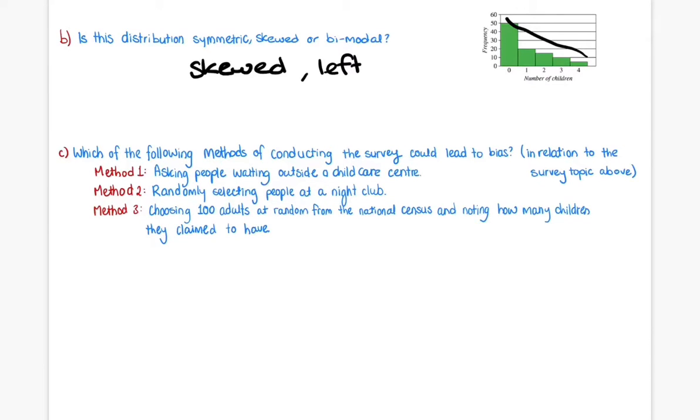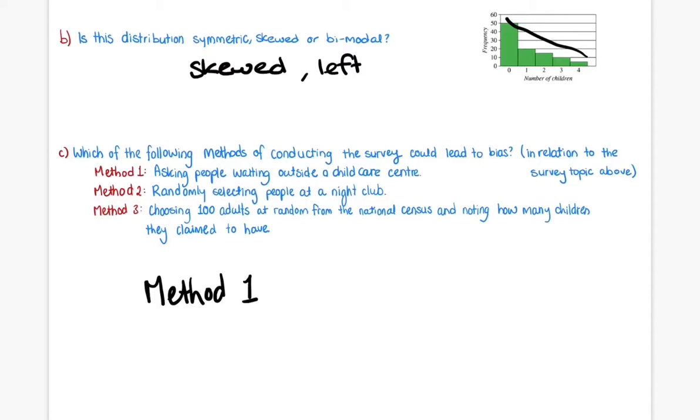Then our last part, very wordy this one. Which of the following methods of conducting the survey could lead to bias? In relation to the survey we've done above. The first method was asking people waiting outside a childcare centre. Method 2 was randomly selecting people at a nightclub. And method 3 was choosing 100 adults at random from the national census and noting how many children they claim to have. Which of these could lead to bias? You're asking about children and you're waiting outside a childcare centre. That one is going to lead to bias.